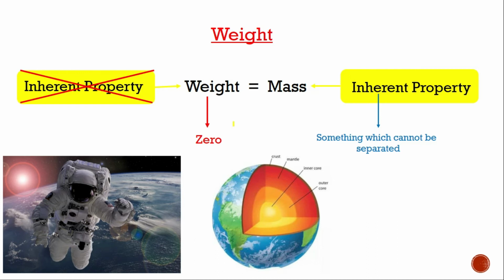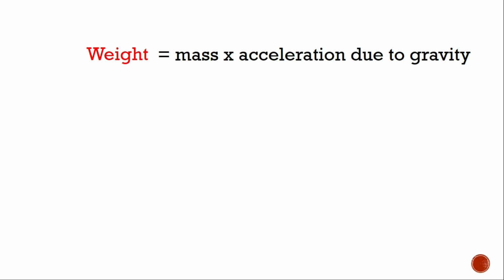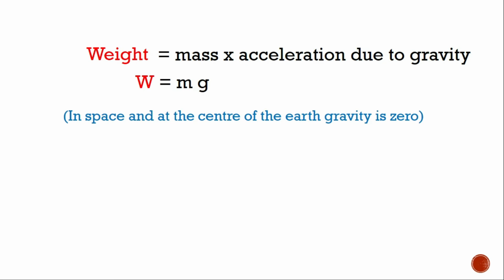And the reason behind this is that weight is a vector quantity which is a product of mass and acceleration due to gravity. And as we already know that in space, at a distance very far from the earth and at the center of earth, gravity is zero. So the weight of the object will be zero as well, as anything multiplied by zero is zero itself.